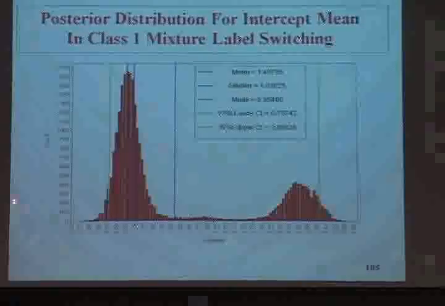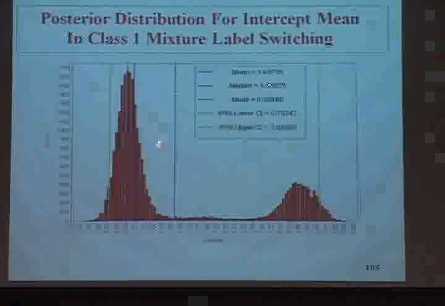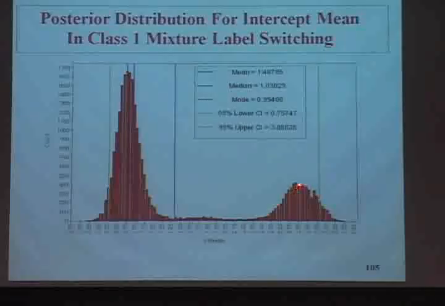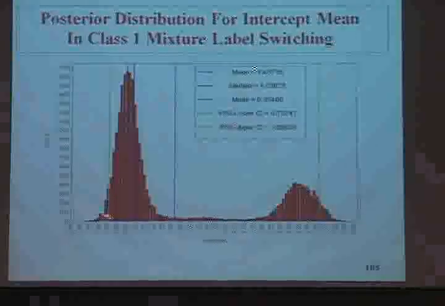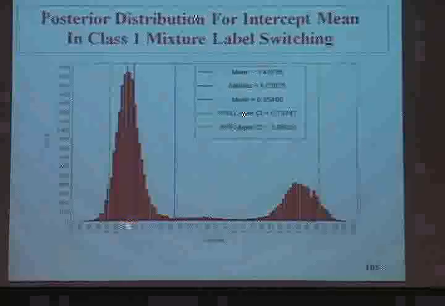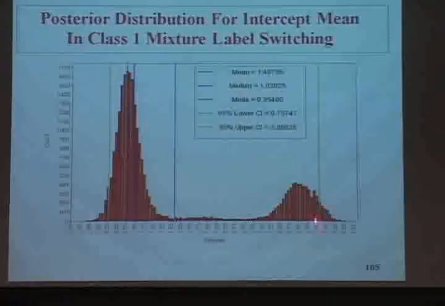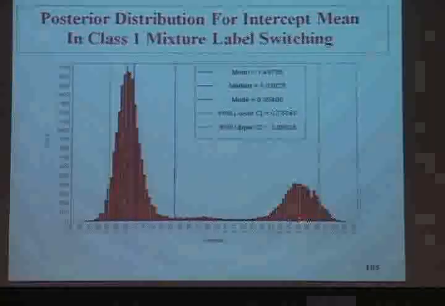What you see here is essentially two symmetric bumps. Why is it not symmetric? Because it's not run infinitely long. If it's run infinitely long, then it will be completely symmetric. But basically here you have class 1 with a mean of about 1, and then here's your class 2 with a mean of 3.